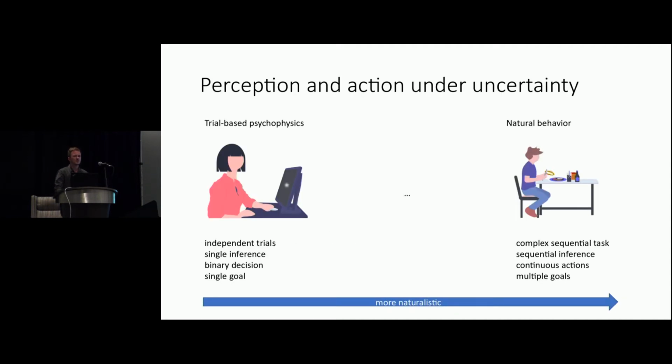When our goal is to understand perception and action under uncertainty, there's a spectrum of different tasks that we can think of, ranging from the classical controlled laboratory experiments in trial-based psychophysics, where you have independent trials, and subjects have to make a single inference about the stimulus presented on the screen, and then make a binary decision about it, to natural behavior, where you have complex sequential tasks where people pursue multiple goals, like here, making a sandwich and having a cup of coffee at the same time. So people have to perform sequential inference in their environment and continuously act in this environment.